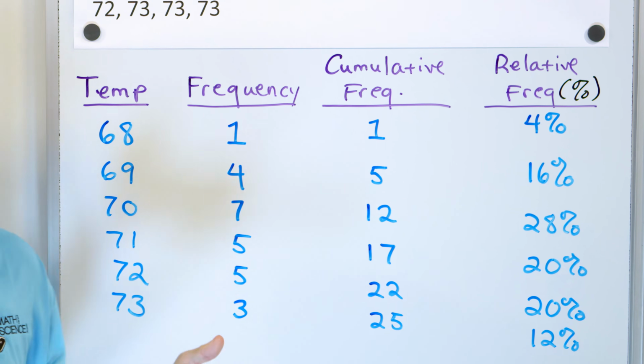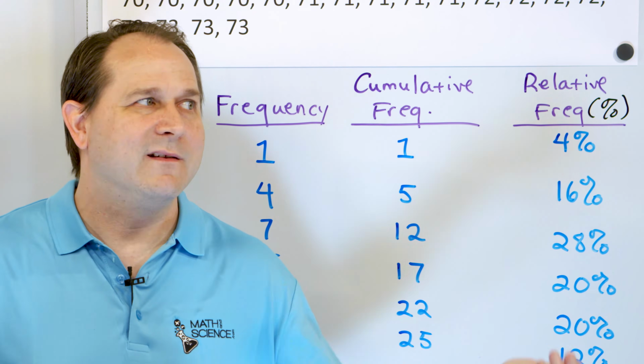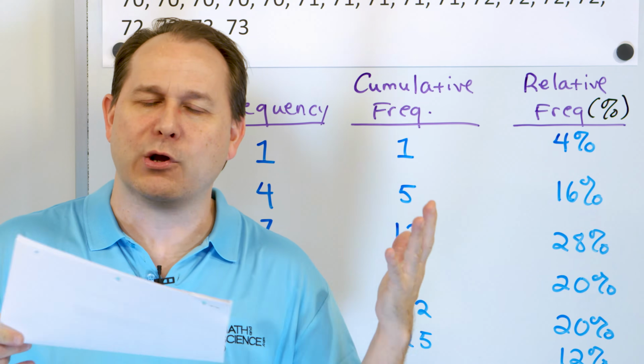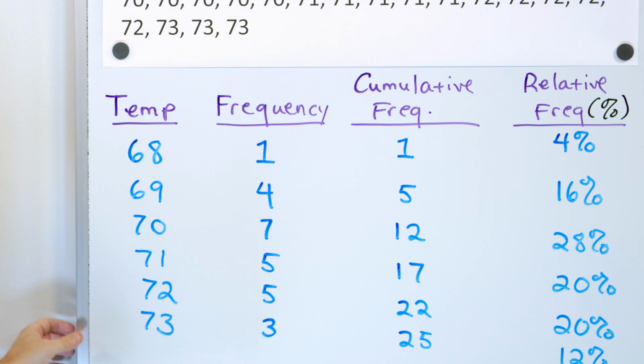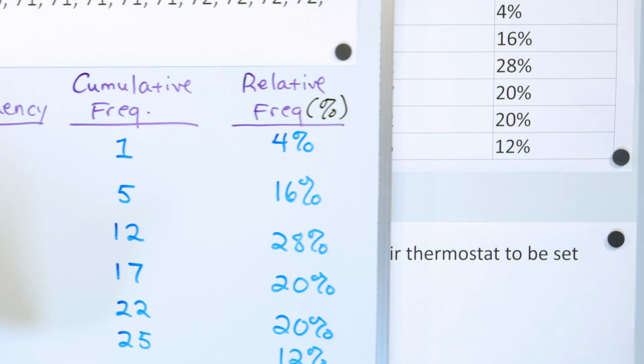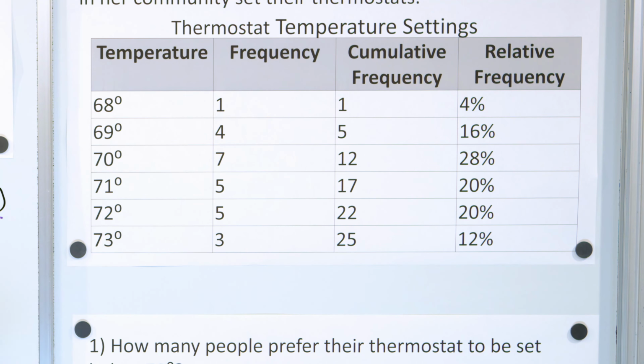Now that we've built it ourselves and you know how it's constructed, let's go look at the pretty version of it, which looks a little overwhelming until you see how it's done. So these numbers, unless I've made a mistake, are exactly the same as these. I'm just going to take a look real quick. 1, 1, 4, 4, 5, 16, 7, 12, 28, 5, 17, 20, 5, 22, 20, 3, 25, 12, and then 68, 69, 70, 71, 72, 73.